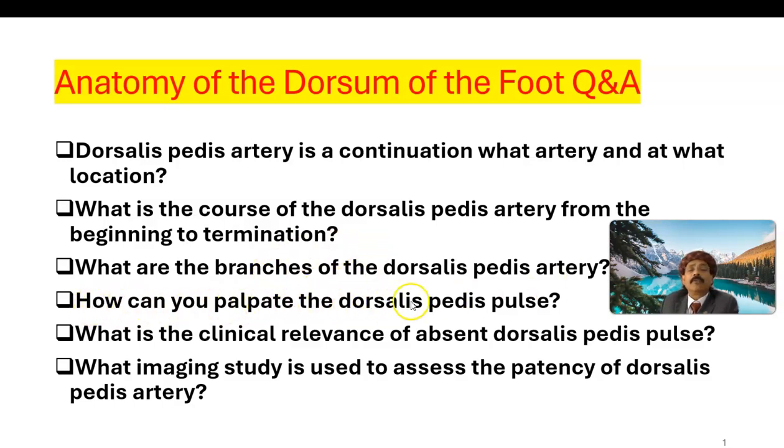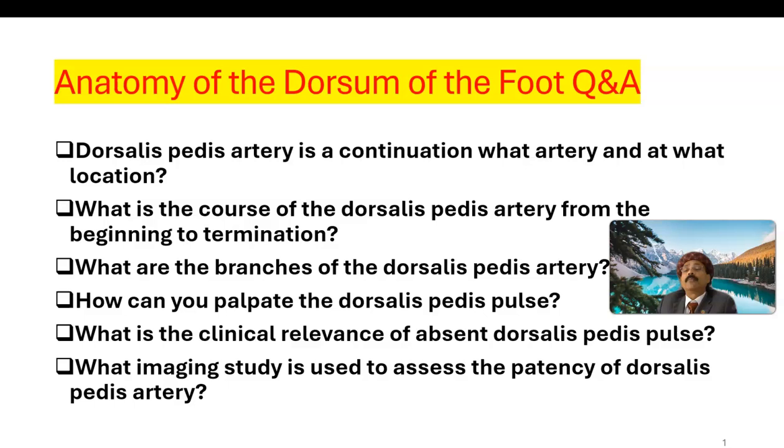How can you palpate the dorsalis pedis pulse? This is palpated on the lateral aspect of the tendon of the extensor hallucis longus on the dorsum of the foot. We just discussed that. What is the clinical relevance of absence of dorsalis pedis pulse?